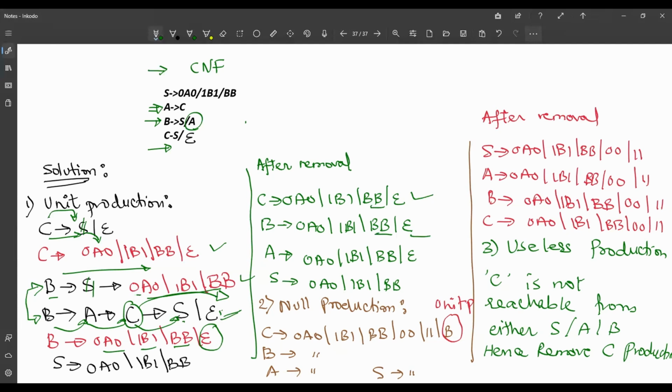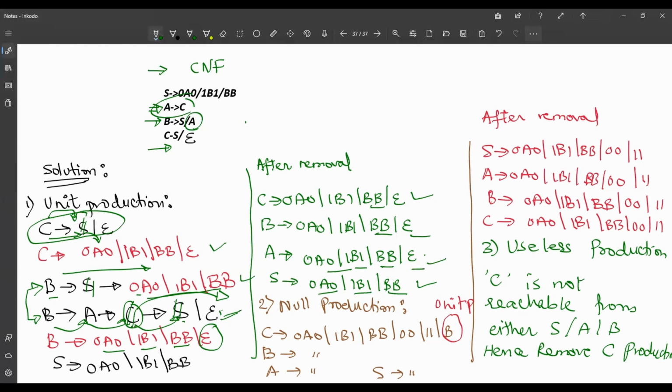For A producing C, and C producing S and epsilon, we will cancel the intermediate production of A, which consists of C and S, and we will get the production of A as 0A0, 1B1, BB, and epsilon. And the final production of S contains the same values, that is 0A0, 1B1, and BB.